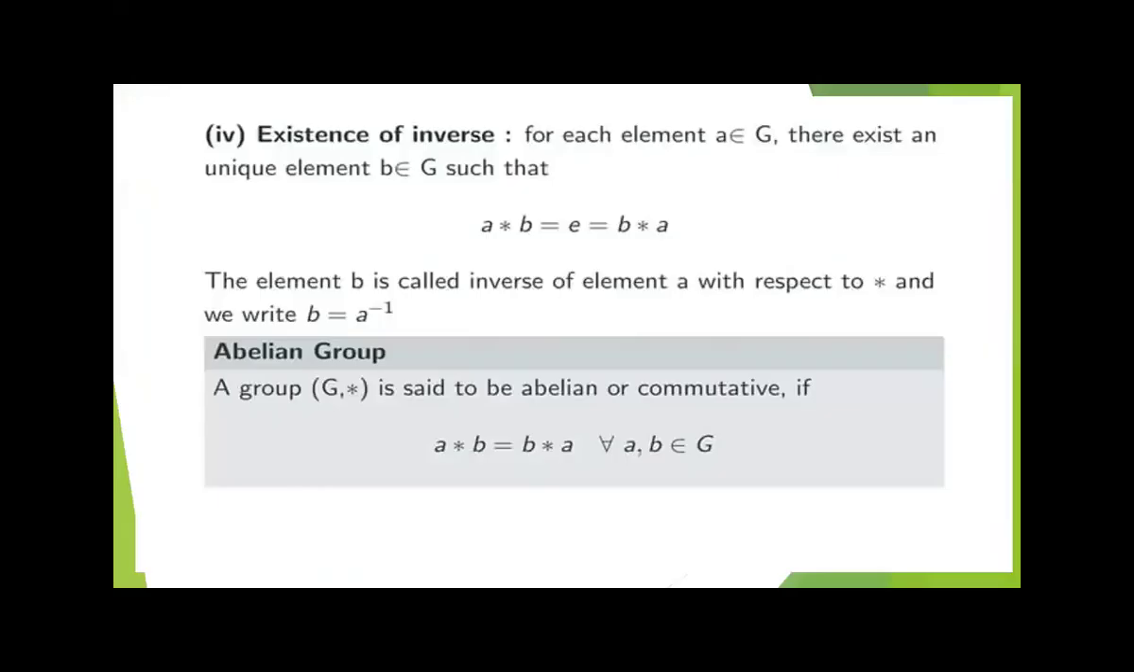Next, the inverse of an element. For any element A belonging to group G, there exists a unique element. Here we consider the unique element as B, such that A star B is equal to B star A, which is equal to E. So the element B is called the inverse of the element A with respect to star, and we write B as A inverse.